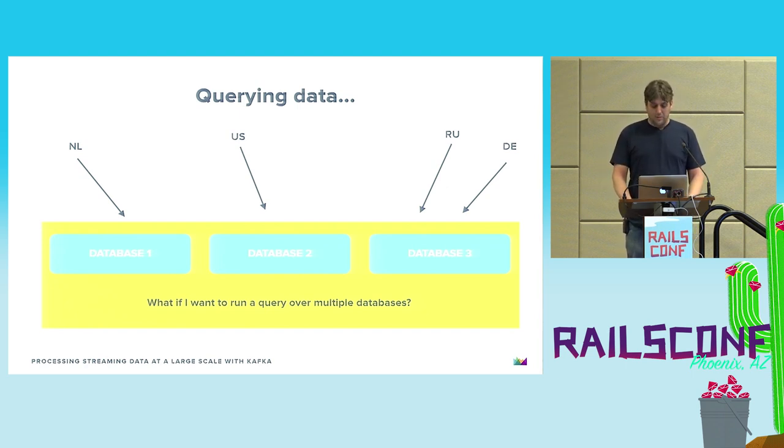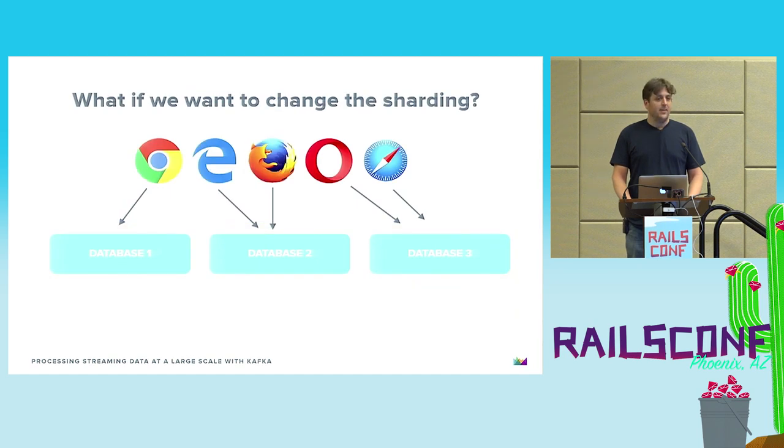And a classical one as well is changing the sharding. So if we now decide that we actually want the counts per browser that people use all along, then we have to completely change this around and write a big migration script, and it's going to be really complicated.